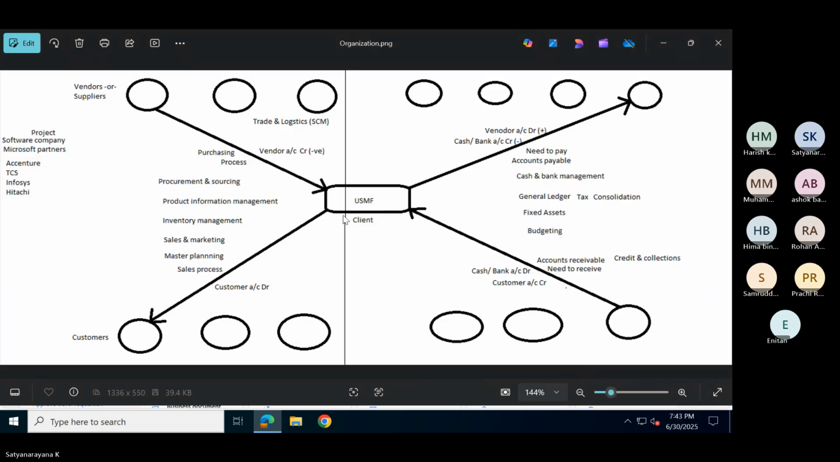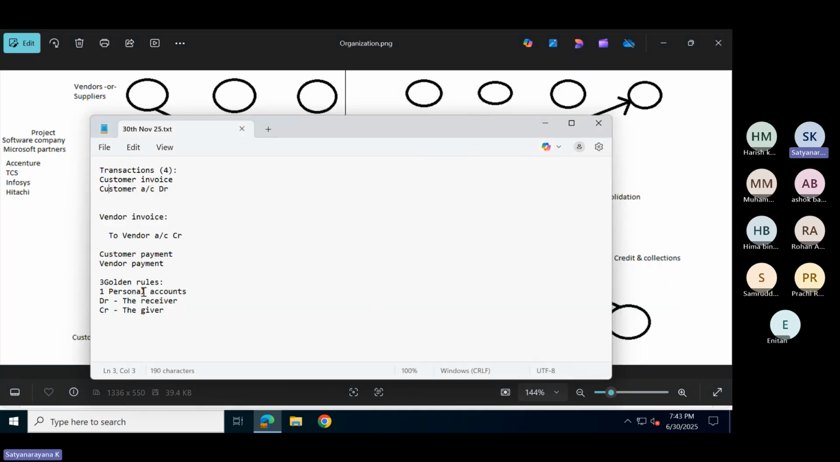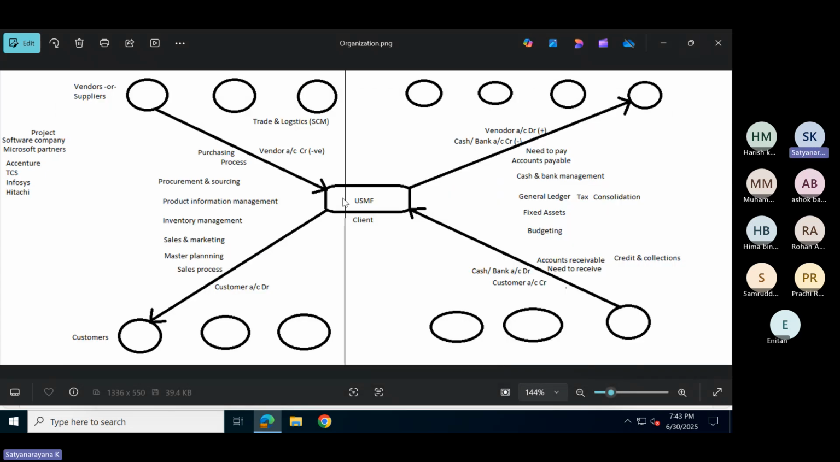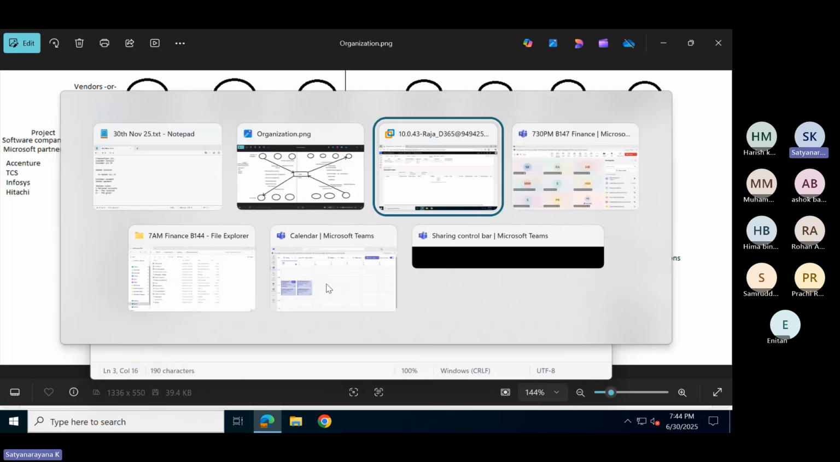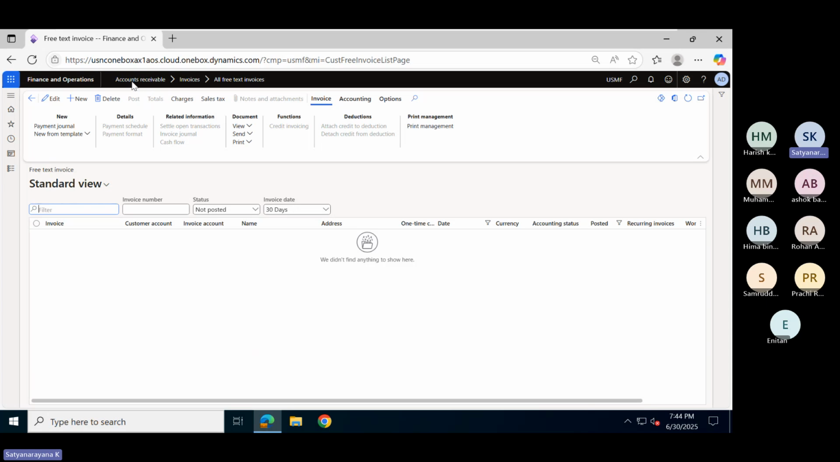Here, debit the receiver, because you already learned in your golden rules: debit the receiver, credit the giver. You need to imagine this is your company. From your company, the customer is receiving and the vendor is giving. So vendor credit, customer debit. That's what you learned. So now we are doing this customer invoice. The path is accounts receivable, invoices, all free text invoices.